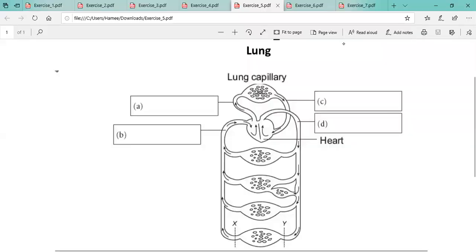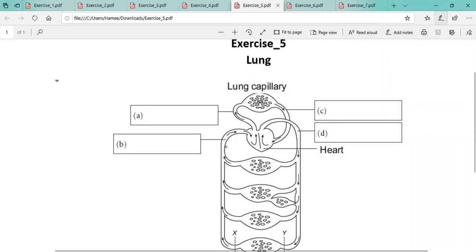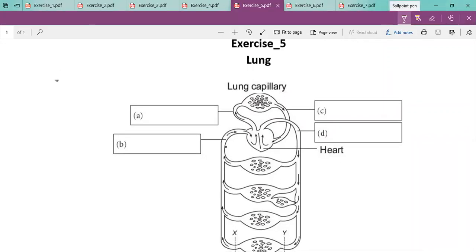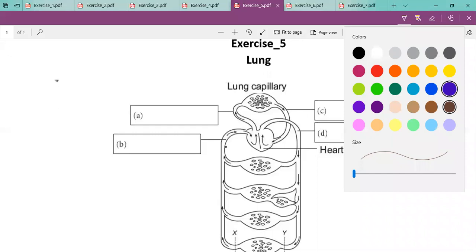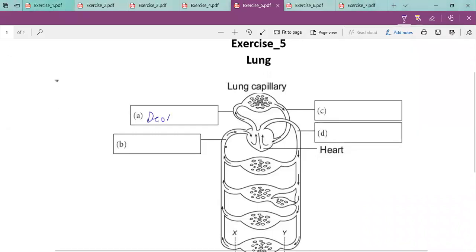Now this is the diagram that shows the movement of the blood from the heart to the lungs. If you take a look, this is the blood coming from the heart. So we will say deoxygenated blood is going to the lungs to pick up oxygen. Deoxygenated blood going from the heart to the lungs to pick up oxygen.